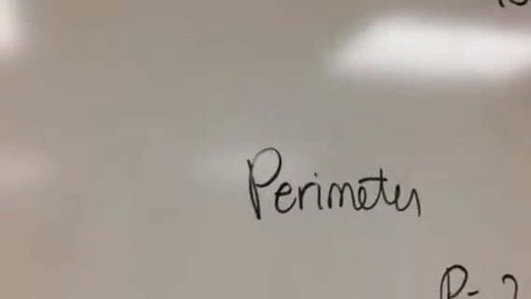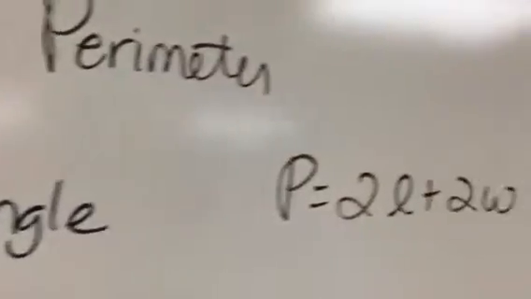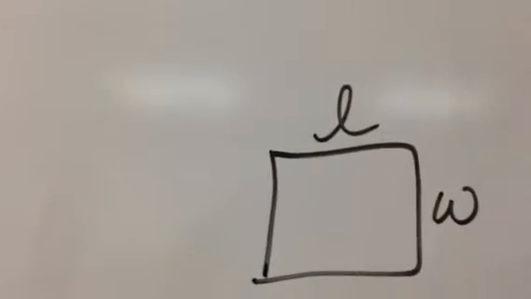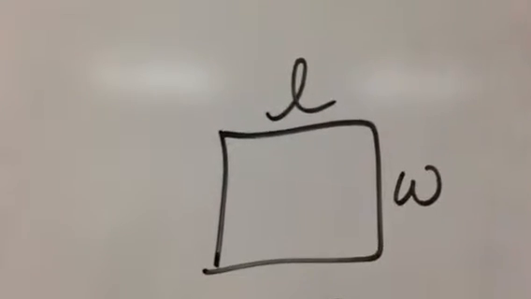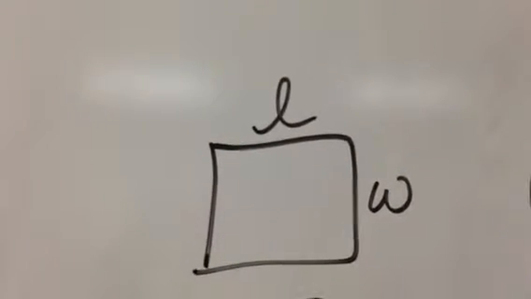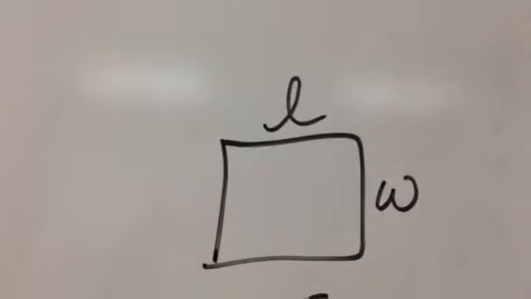Also in your book, there are questions on perimeter. The perimeter of a rectangle, this is a rectangle, you have length and width. So the perimeter of a rectangle is 2L plus 2W. If there's your L and there's your W, you can see perimeter means the outside of the rectangle. So you add up all four sides, 2 of the L's and 2 of the W's to get the perimeter.